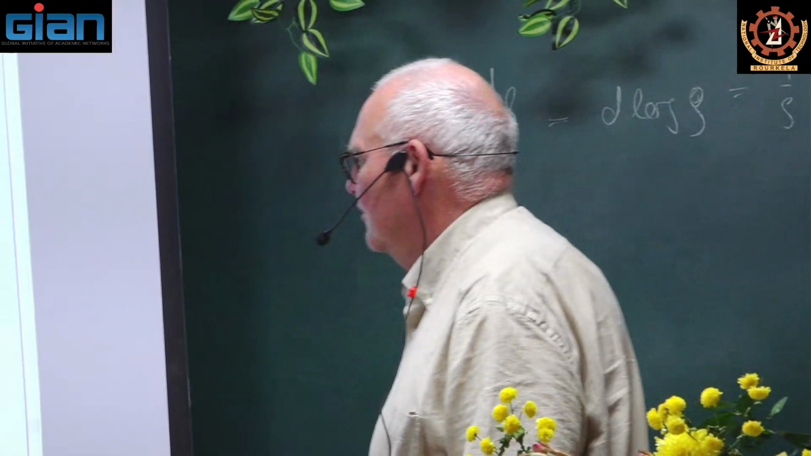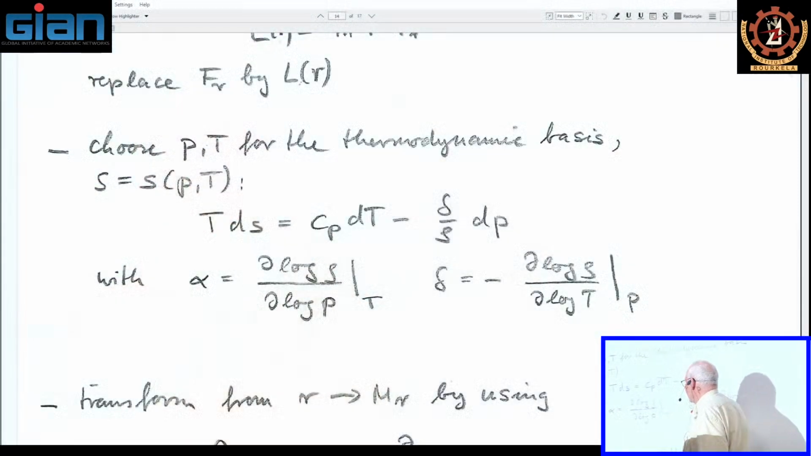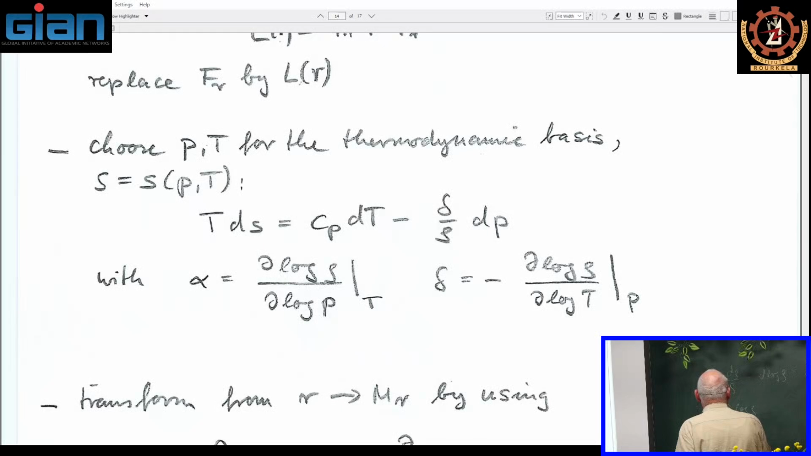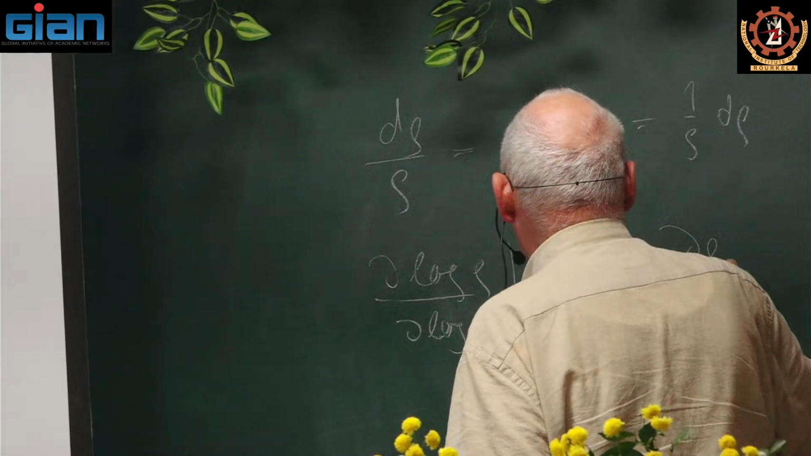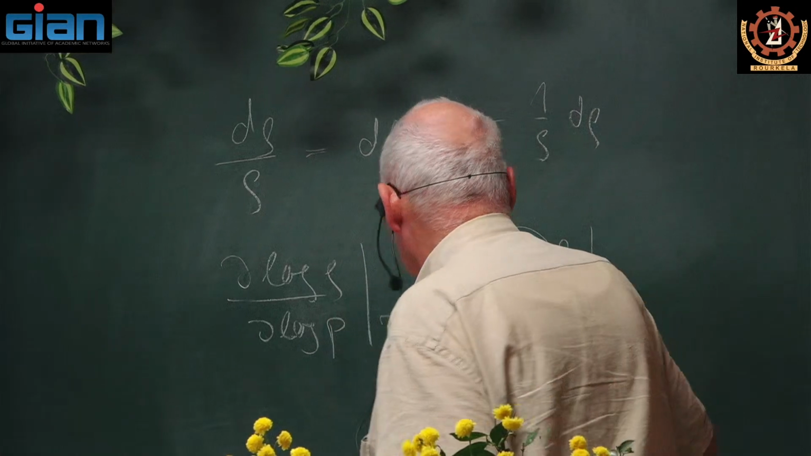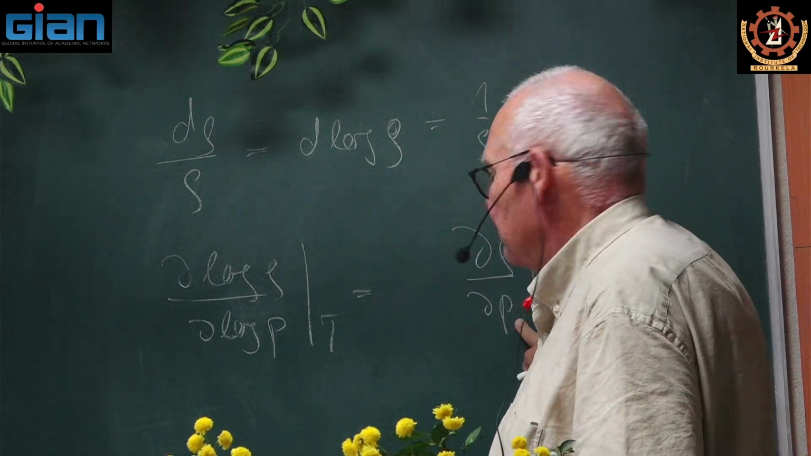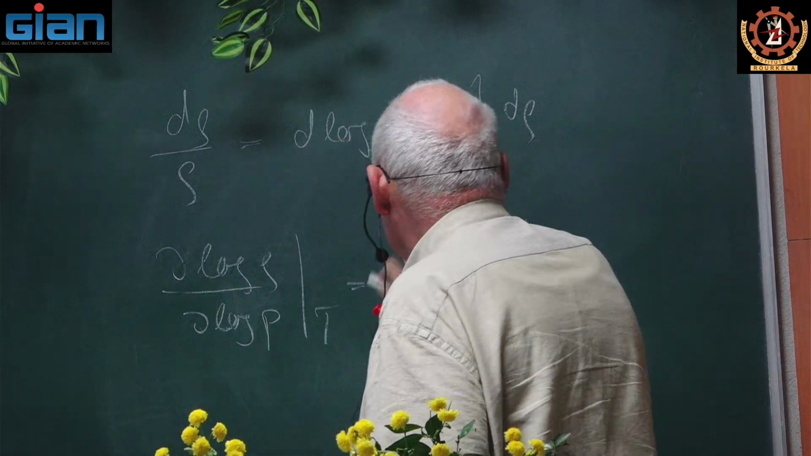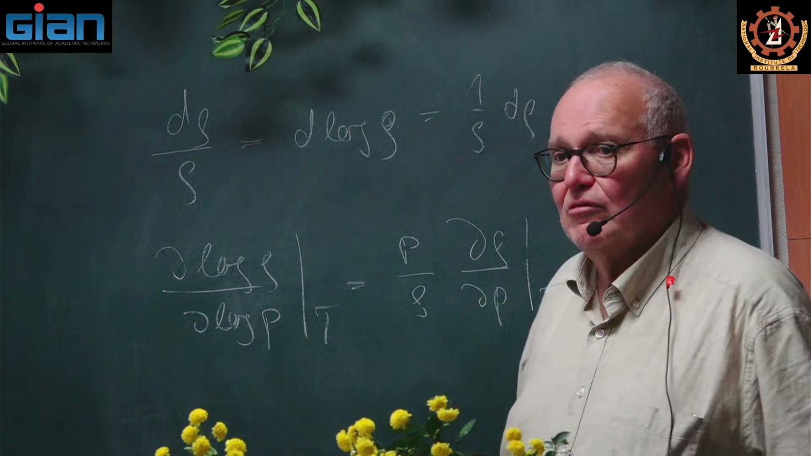And logarithmic derivative means, for instance, let's take the logarithmic derivative here, alpha: d log rho over d log P at constant temperature is simply d rho by dP at constant temperature. This is familiar. This is the derivative of rho with respect to pressure at constant temperature, and to get a logarithmic one, it's P over rho. So this is dP over P is d log P, and d rho over rho is d log rho.